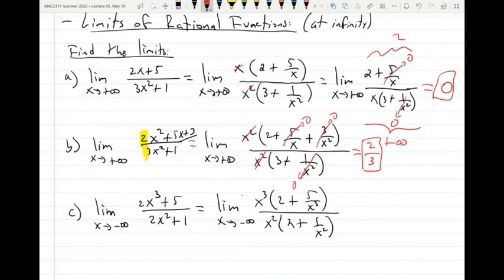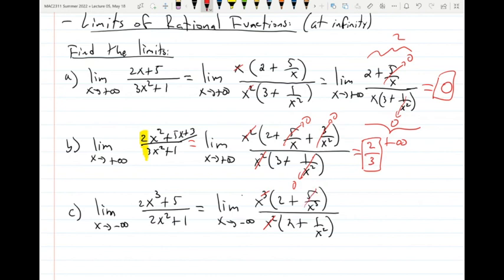So this time, there's an x that remains on top. So this time the bottom will approach a number, namely the number 2, right? But the top is still going to go to infinity. Like in this case, go to negative infinity. Infinity divided by a number, still infinity, right?